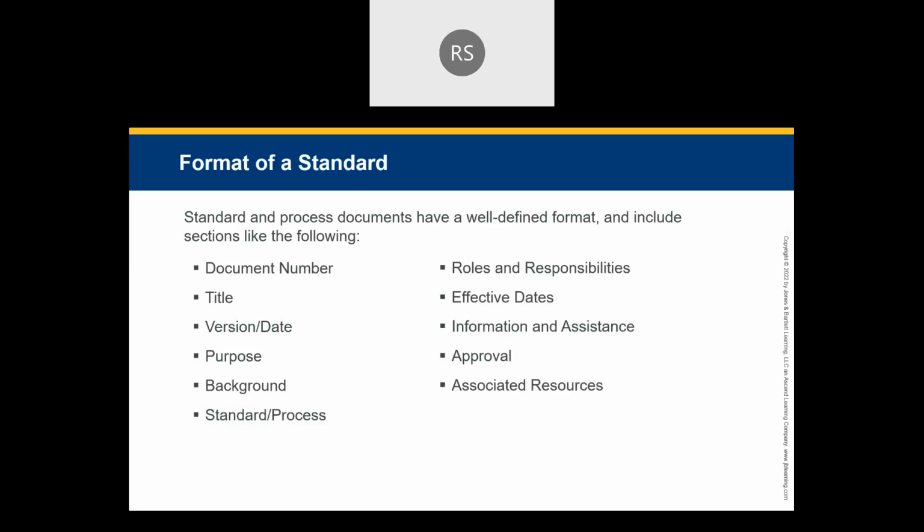The approval section includes the names and signatures of authorized individuals or committees responsible for reviewing and endorsing the document. This confirms that it is valid and accepted within the organization. Finally, the associated resource section includes references to other documents, guidelines, or tools that are associated with the standards or process. It's going to provide additional information and resources that can support the implementation and understanding of the requirements.